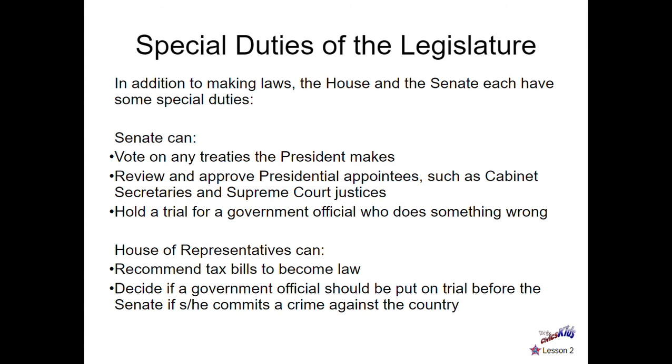The House of Representatives can recommend tax bills to become laws, which is big. For a bill that has revenue in it and wants to raise a tax, it always has to start in the House of Representatives. So most bills are going to start in the House. They decide if a government official has done something that warrants a trial. They can take a look and say, yeah, this guy's done this. And in this case, President Trump has overstepped his bounds, and they're going to hold him accountable and recommend that the Senate put him on trial. That's called an impeachment.